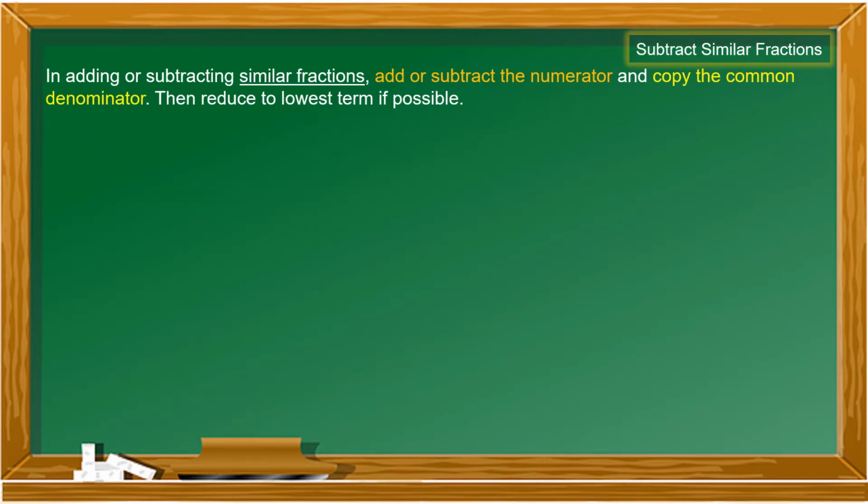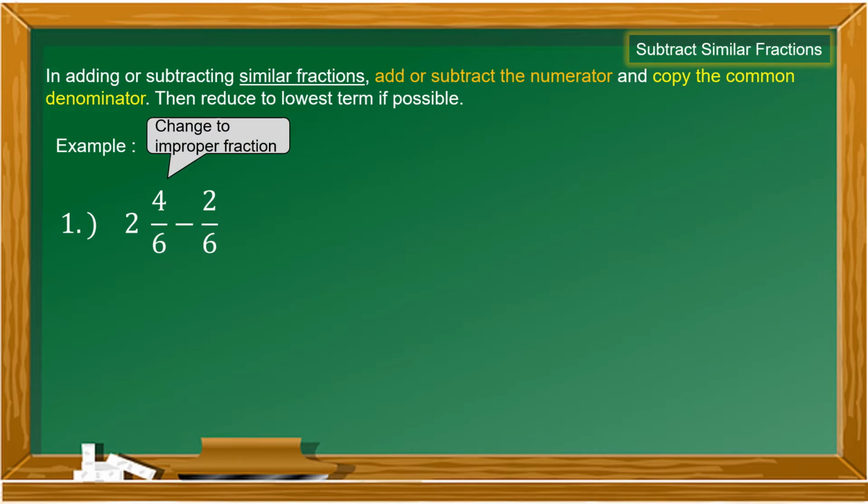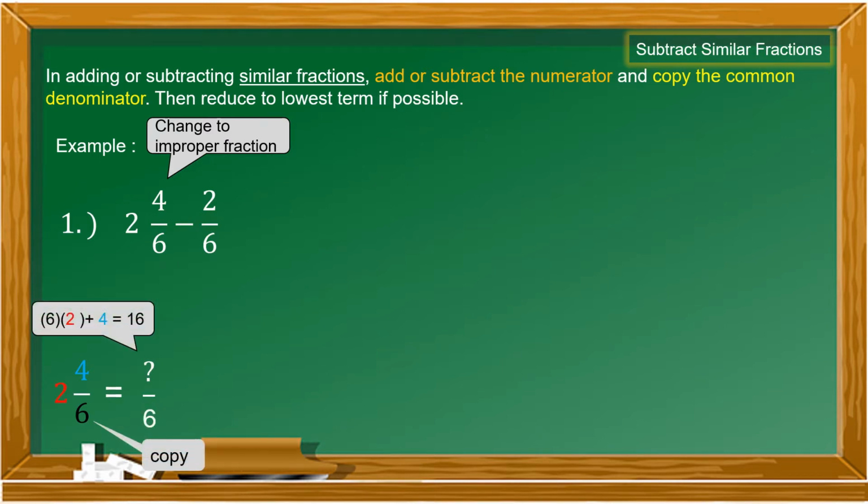In adding or subtracting similar fractions, add or subtract the numerators and copy the common denominator, then reduce to lowest term if possible. Example number 1: 2 and 4/6 minus 2/6. We observe that in the given problem there is a mixed fraction. Change this to an improper fraction. For the mixed fraction, copy the denominator, that is 6. Then in the numerator, multiply 6 times 2, the answer is 12. Then 12 plus 4, the answer is 16.